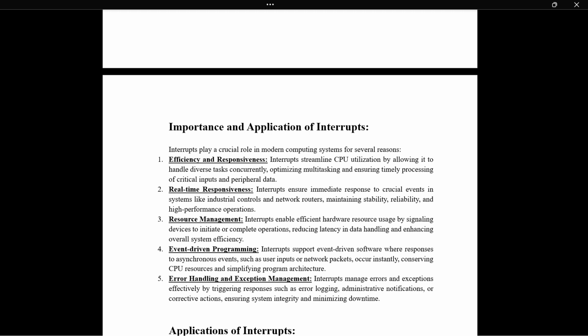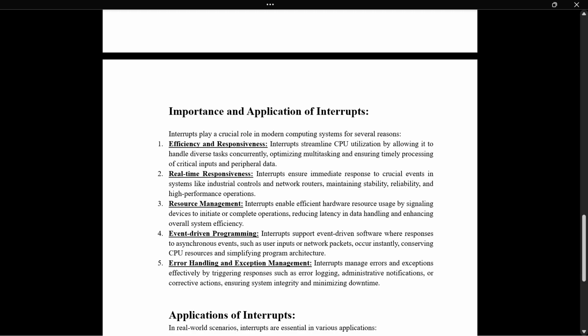Efficiency and responsiveness: interrupts streamline CPU utilization by allowing it to handle diverse tasks concurrently, optimizing multitasking and ensuring timely processing of critical inputs and peripheral data. Real-time responsiveness: interrupts ensure immediate response to crucial events in systems like industrial controls and network routers, maintaining stability, reliability, and high performance operations. Resource management: interrupts enable efficient hardware resource usage by signaling devices to initiate or complete operations, reducing latency in data handling and enhancing overall system efficiency.